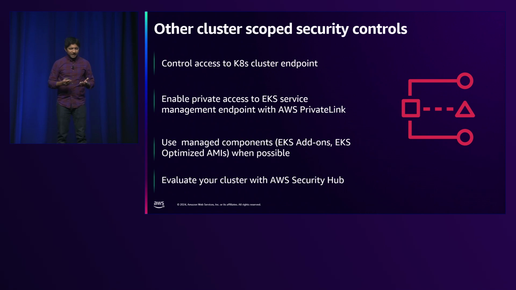The next one is use managed components whenever you can. So EKS add-ons, EKS optimized Amazon Machine Images or AMIs. These are something we take responsibility for. We are always looking for issues. If there are vulnerabilities, it is on us to go patch it and make a new version available. And then there are APIs that you can leverage to apply those to your cluster. So when possible, you leverage managed components. And the last one here is using Security Hub for scanning your cluster. Security Hub has, I think, around 8 predefined checks to look at the security state of your cluster. So that is something you can also look at to get an idea of how your cluster is from a security standpoint.